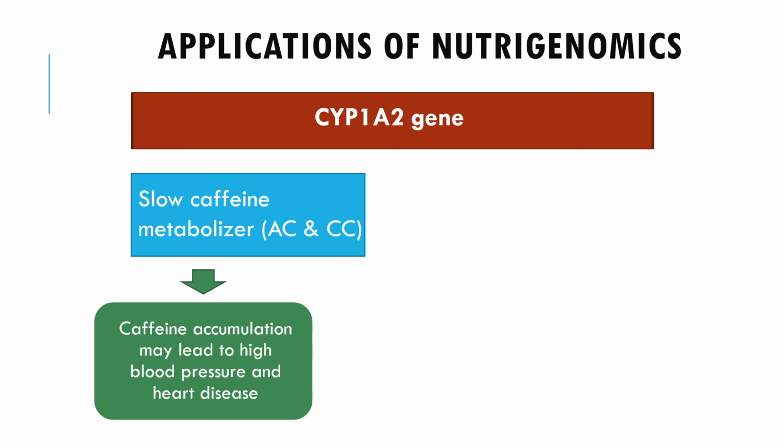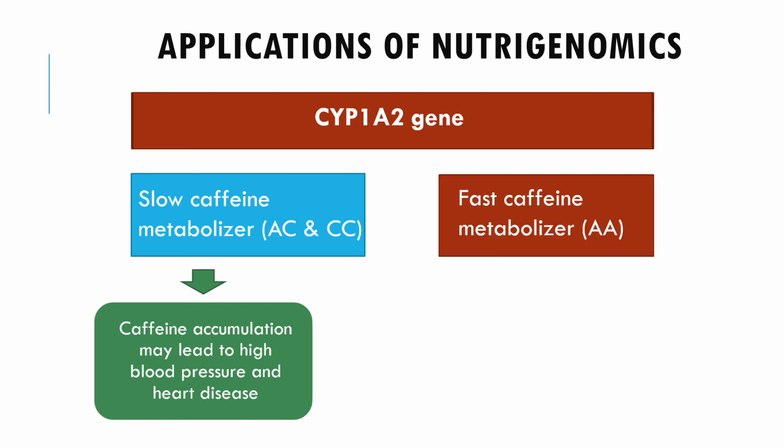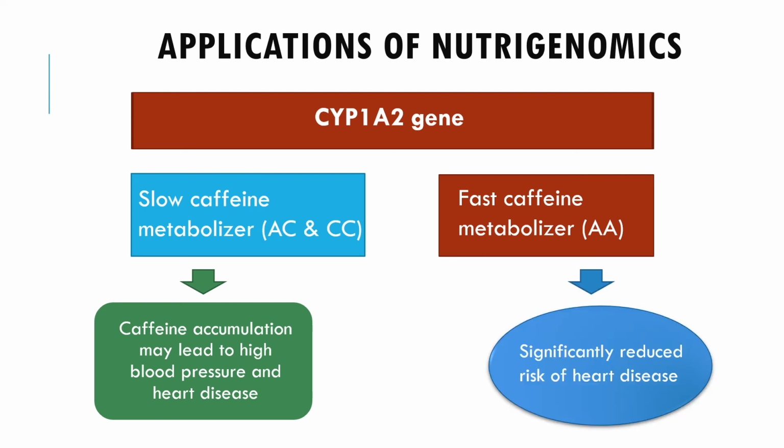Then you would be putting them at risk for death. You would be doing them a disservice. On the other hand, if somebody is a fast caffeine metabolizer, meaning they have the alleles AA of the CYP1A2 gene, right? We know that they'll have a reduced risk of heart disease. So we really need to understand this, and that everything that we consume is probably in one way or another.